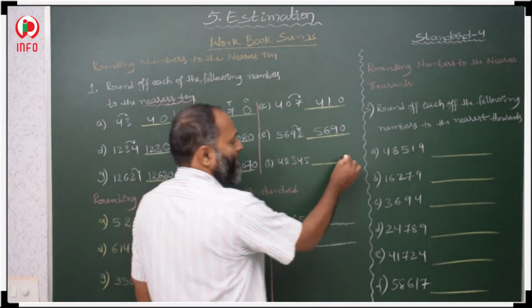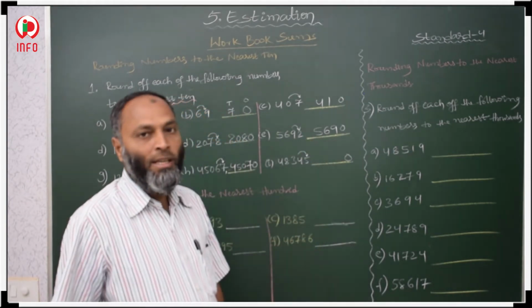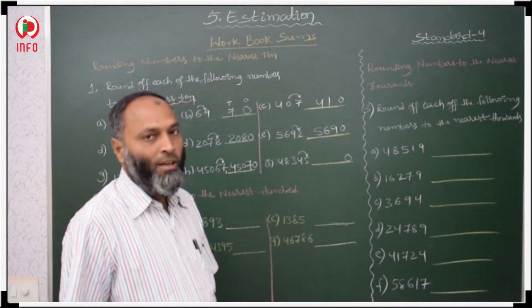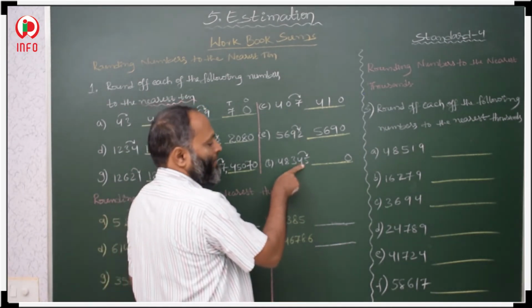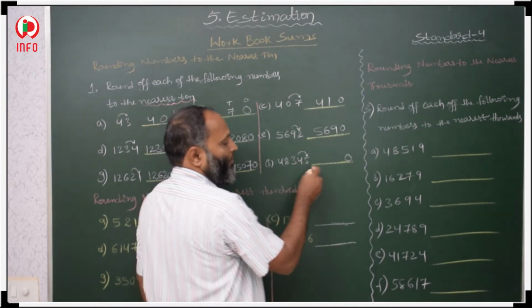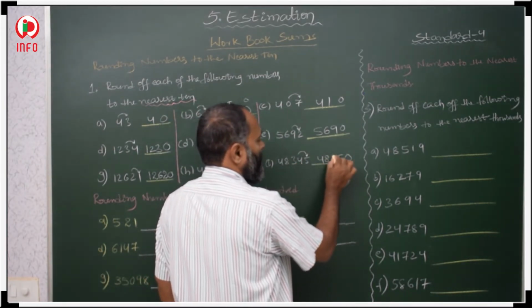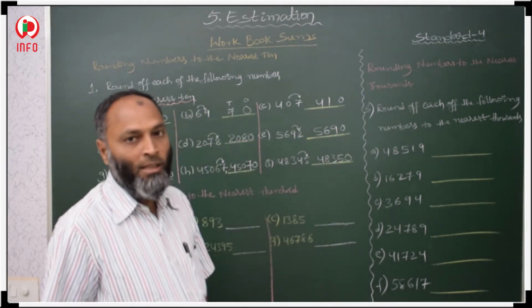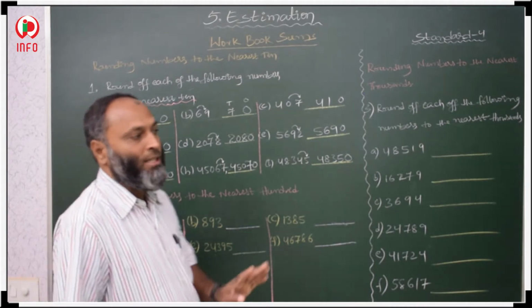So in the ones place we keep 0, and after that we have to check what is there in the ones place. It is equal to 5. If the number is equal to 5 or greater than 5, we have to add plus 1 to the tens place. 4 plus 1 is 5. And the remaining 4, 8, 3 we keep as it is. In this way we have to round off the numbers to the nearest tens.